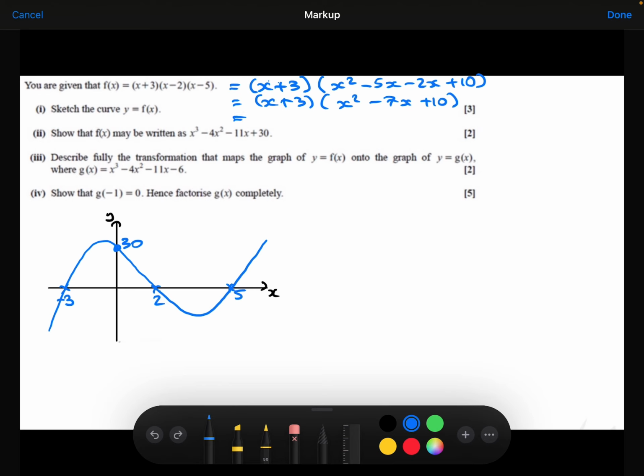Now multiplying everything by the x, we'll get x cubed minus 7x squared plus 10x. And now multiplying everything by the 3, we'll get 3x squared minus 21x plus 30. Collecting the like terms together then does give us the form that we needed.